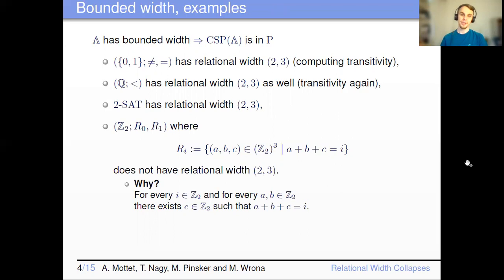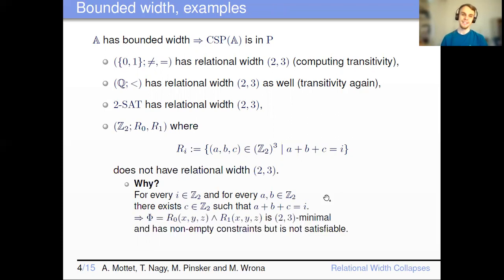But this in particular means that if we consider this instance of the CSP of A with these two constraints, then this is still 2, 3 minimal, that has non-empty constraints, but it's not satisfiable at all, because of course it is not possible for x plus y plus z to be equal to 0 and to be equal to 1 over Z2 at the same time.